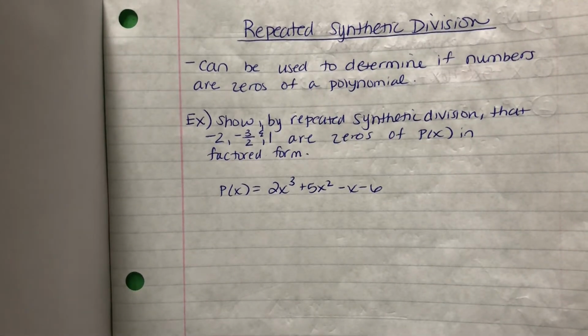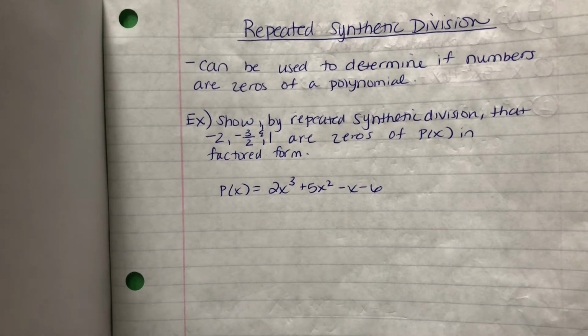Today's lesson is on repeated synthetic division. This is a process of just doing synthetic division over and over again, just as the title suggests, and it can be used to determine if solutions, roots, zeros, whatever you'd like to call them, satisfy a particular polynomial. So as you can see, the first bullet point says it can be used to determine if numbers are zeros to a polynomial. We've got our first example down here.